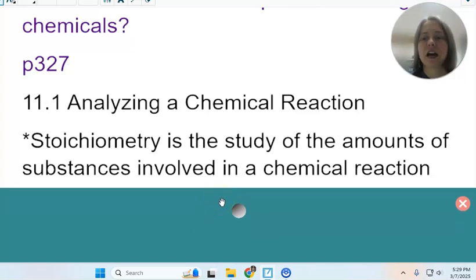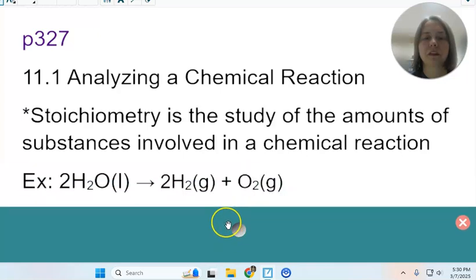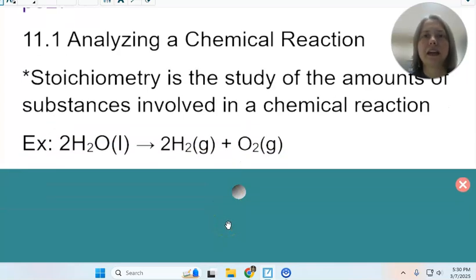Okay, please write this down. Stoichiometry is the study of the amount of substances involved in a chemical reaction. So we can't just put things together. You need to know how much of what we're putting together, because you need a certain amount of product, or it needs to create a certain amount of heat, or it can't create more than a certain amount of heat. So knowing the amounts is really important, and that's kind of what we're looking at now.